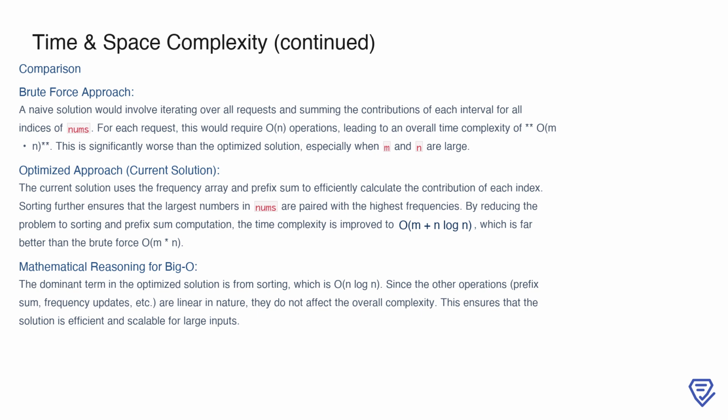The optimized solution, on the other hand, uses a frequency array combined with prefix sum computation to efficiently calculate contributions for all indices. By sorting the arrays, it ensures that the largest values in nums are paired with the highest frequencies. These improvements reduce the time complexity to O(m plus n log n). The mathematical reasoning behind this complexity is that sorting, with its O(n log n) time, dominates the overall performance, while the other steps, such as frequency updates and prefix sum calculation, are linear in nature. This makes the optimized solution far more scalable and efficient for larger problem sizes.